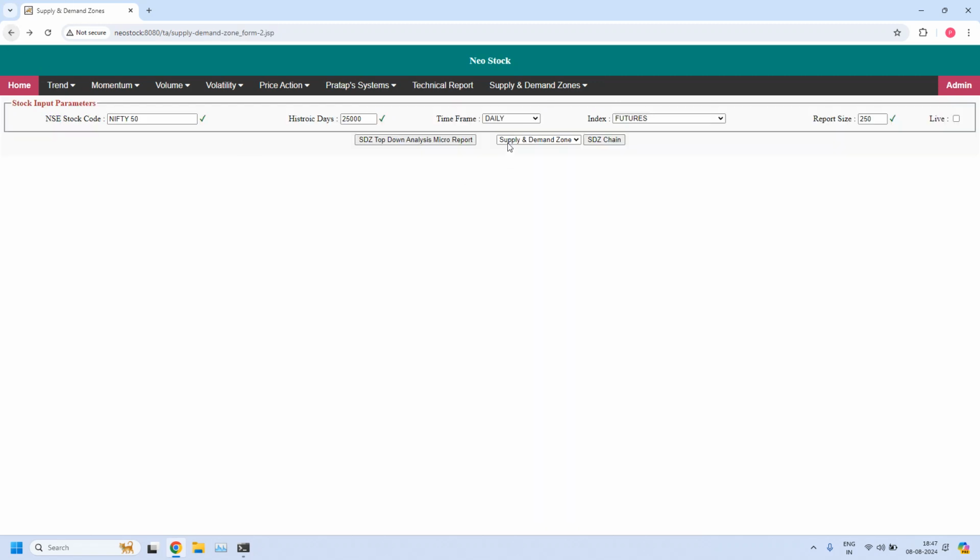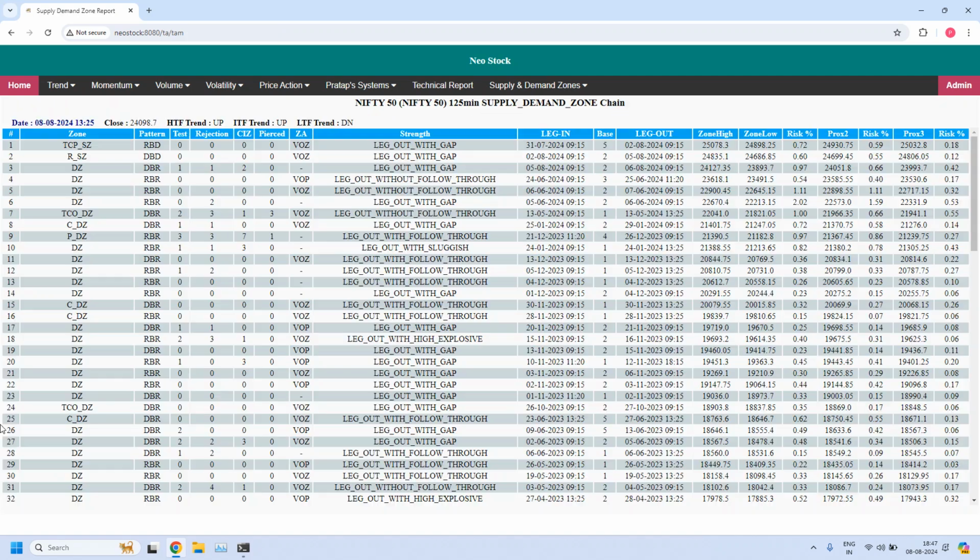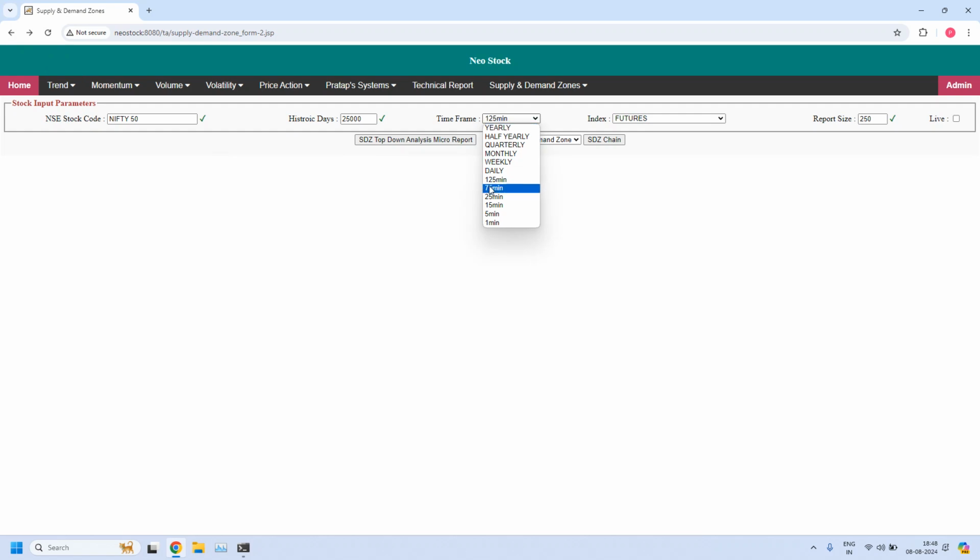The next time frame is 125 minutes. Now I am generating 125 minute supply demand zone chain for Nifty. And the next time frame is 75 minutes. Now I am generating 75 minute supply demand zone chain for Nifty.